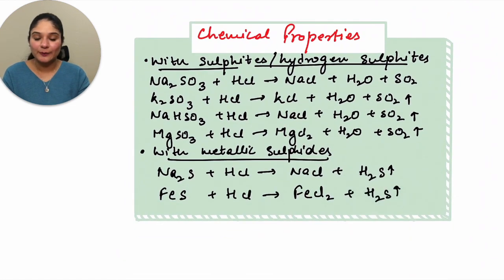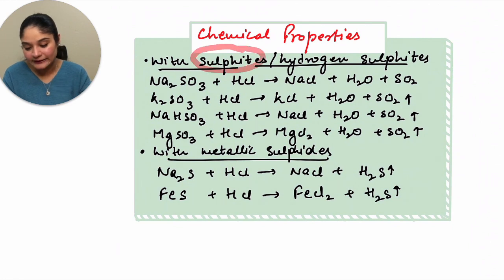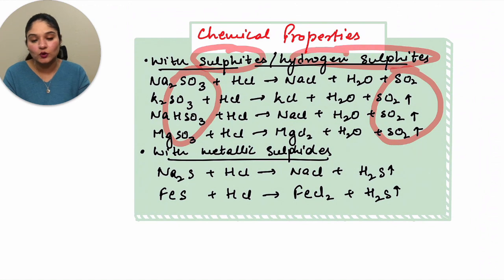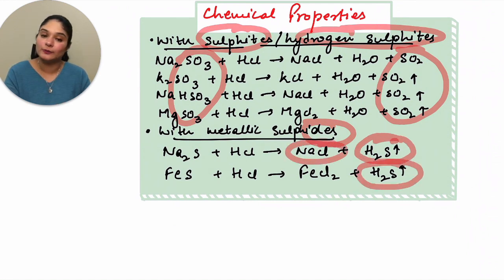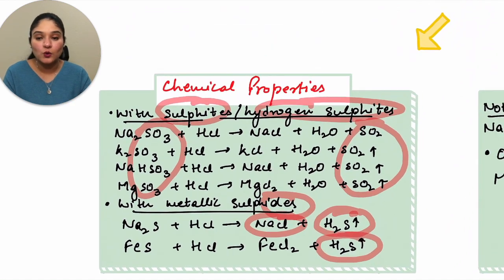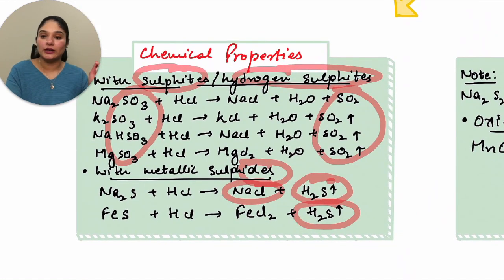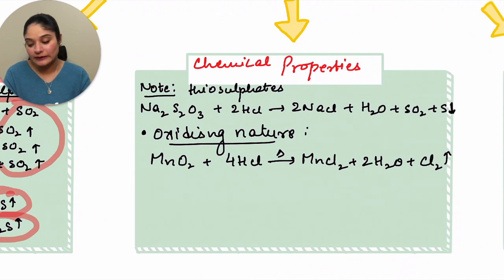Let's move to other chemical properties. Here you have sulfides and hydrogen sulfides. So when you have sulfides, you get SO2. Now with metallic sulfides, in that case you end up getting a salt plus H2S gas, rotten egg smelling gas. If you are not sure how to identify these gases, you can check out the anion detection video that is there on the channel, in which I have mentioned all the details about different gases and how to identify them. Let's move to the next chemical properties, that is with thiosulfates.